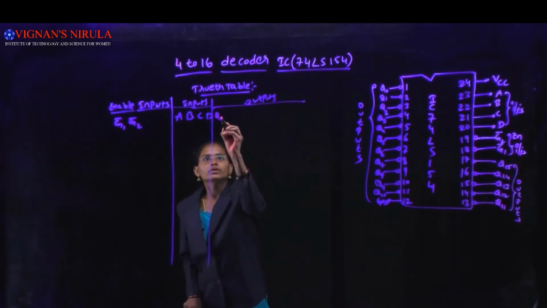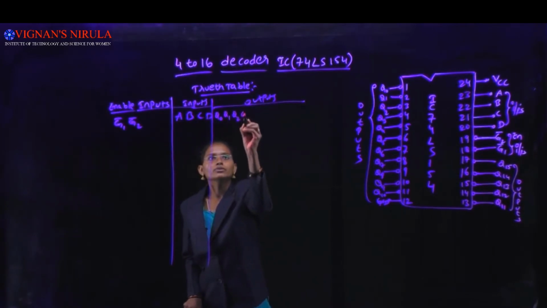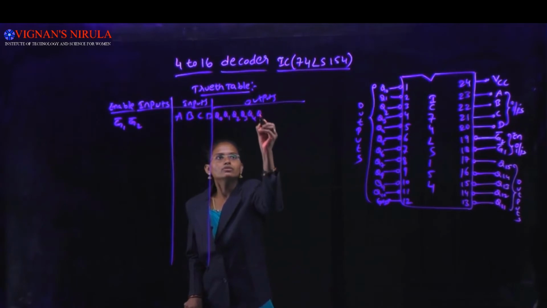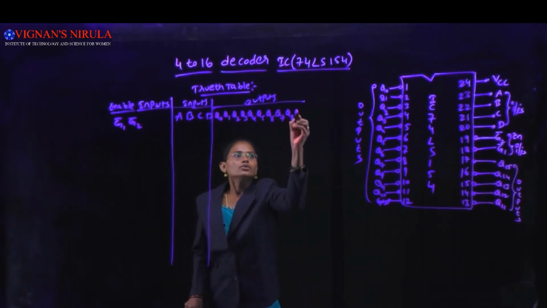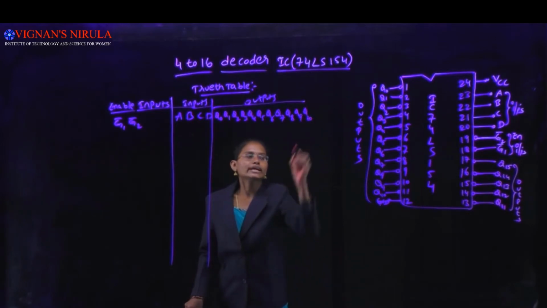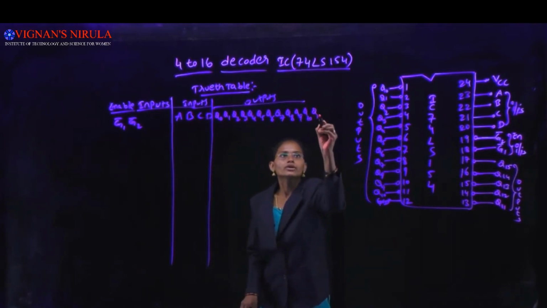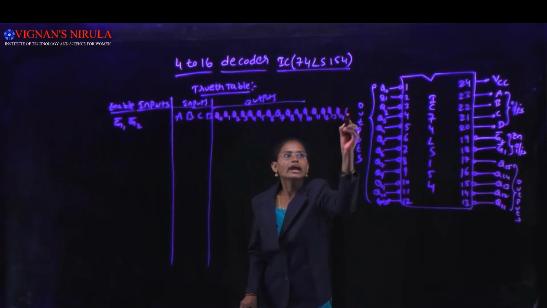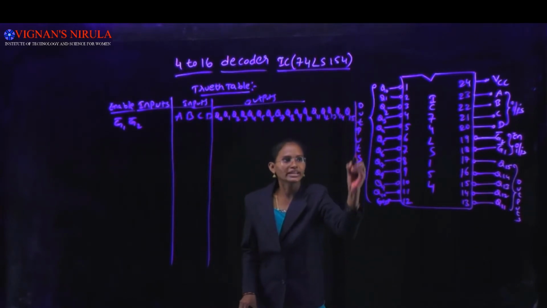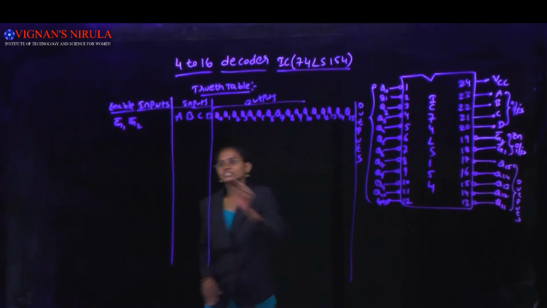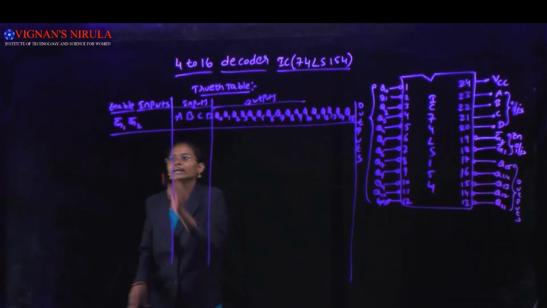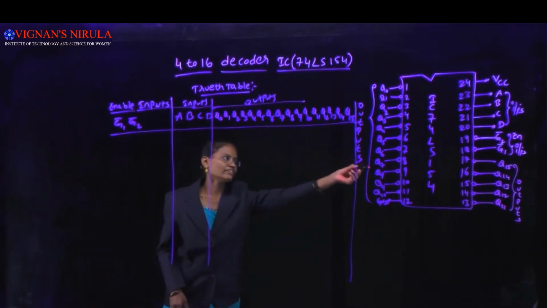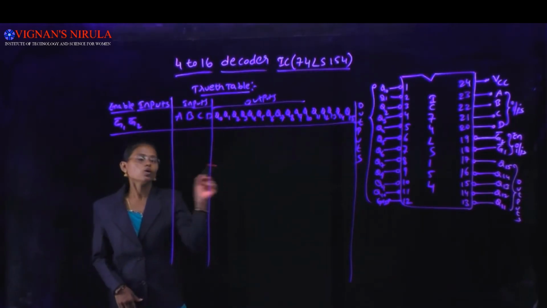Q15. Q0, Q1, Q2, Q3, Q4, Q5, Q6, Q7, Q8, Q9, Q10, Q11, Q12, Q13, Q14 and Q15. Okay, these are the 16 outputs. In the pin diagram, G1 and G2 are low enables.